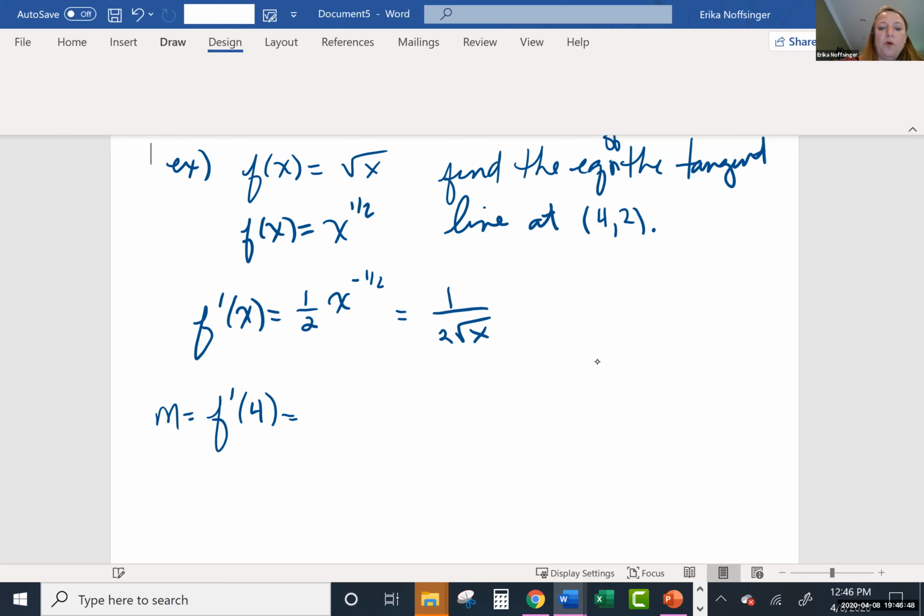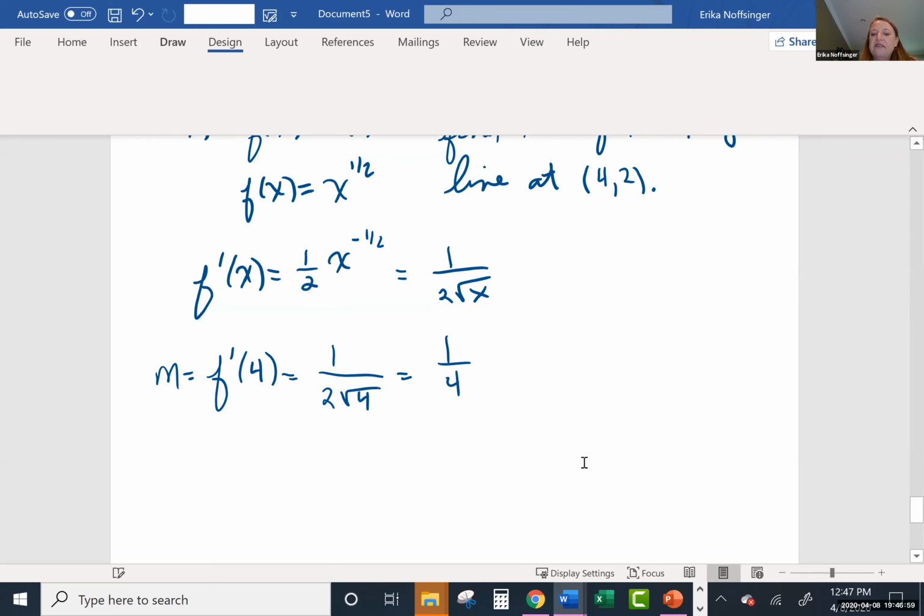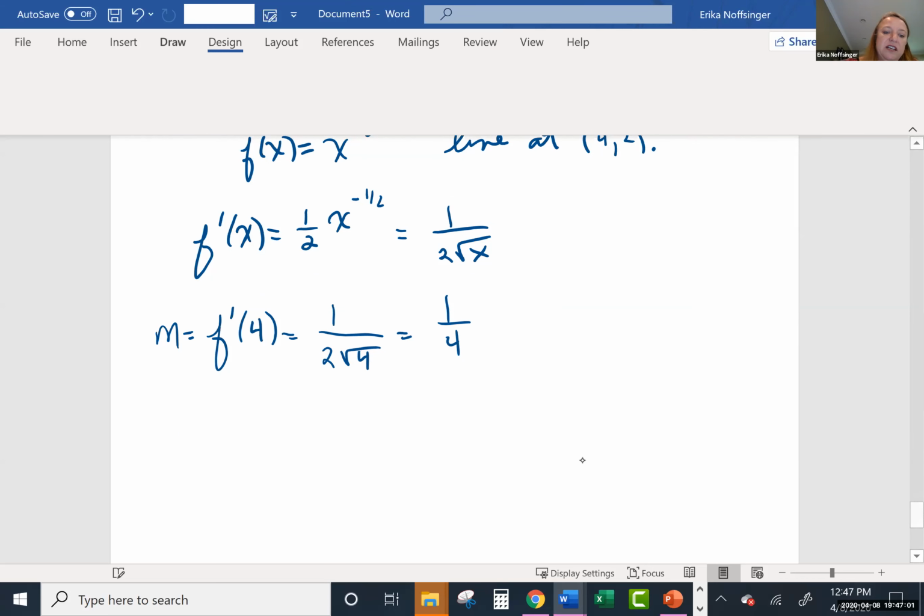And so I get 1 over 2 times the square root of 4, which is 1 over 2 times 2, which is 1/4. So I have an equation of the tangent line, the slope of the tangent line is 1/4, and we have a point of the tangent line at (4, 2).